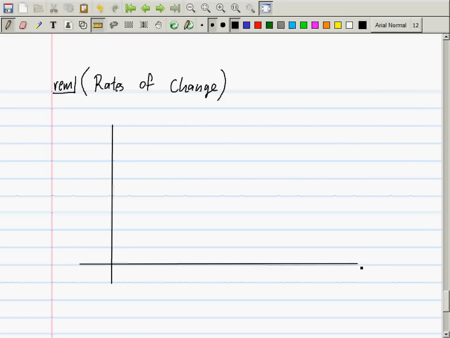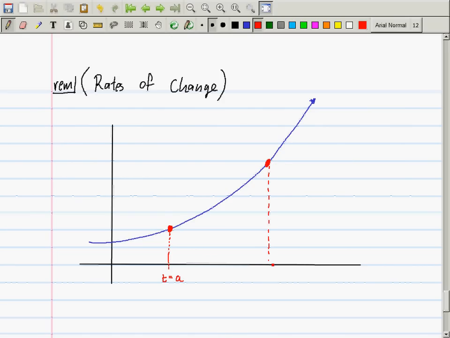So if I give you a function, and I'll do it like so. Okay, now I'm going to select 2 points on the graph. If you'd like to connect it to the previous discussion, I could say that time t is a, and some other value t is b. So you might connect this in your brain to, okay, we left at 1 o'clock and got there at 3 o'clock. I had a 2 hour journey.